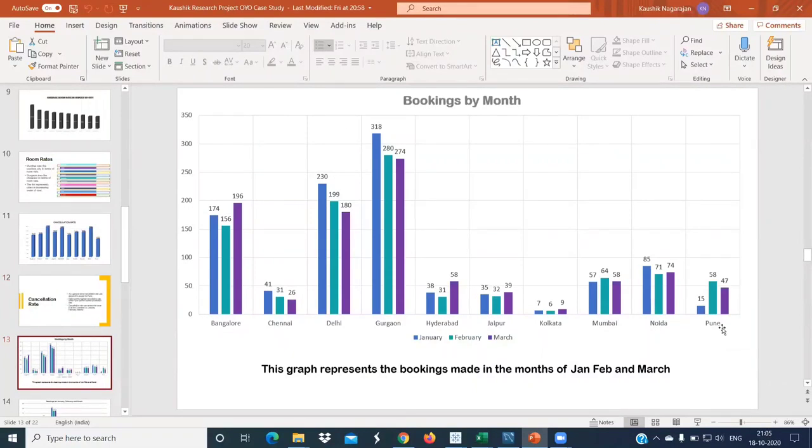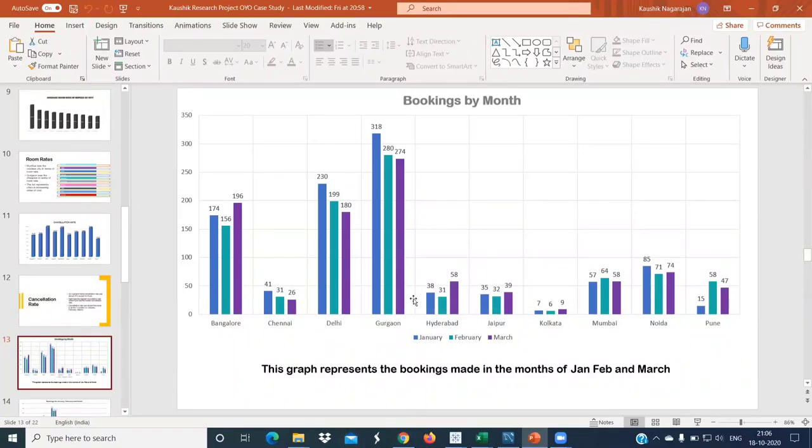Bookings by month. This graph here represents the number of bookings made in the months of January, February and March. This graph could even involve bookings which are made for later in the year, but these bookings were made in the month of January, February and March. For example, the bookings could be for even the months of April, June, July or December, but those bookings would have been made in the months of January, February and March.